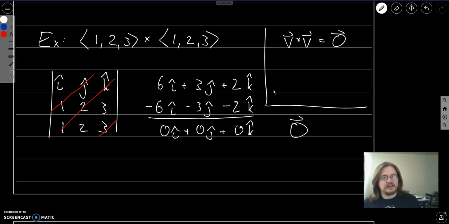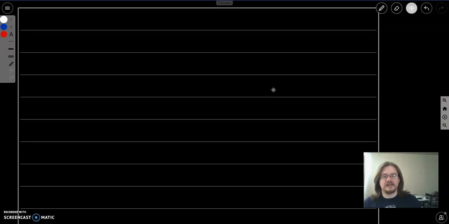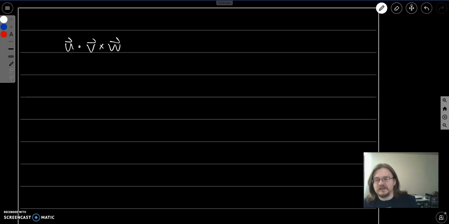And the last thing that I really want to touch on is really driving home the fact that when you take dot products, you get numbers, and when you take cross products, you get vectors. So let's look at a couple of things. Let's say that I have vectors u, v, and w, and let's combine them in different ways. So let's say that I take the cross product here and the dot product there, and let's add some parentheses. So the question is, does this make sense?